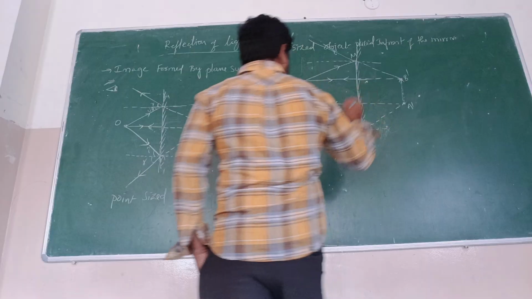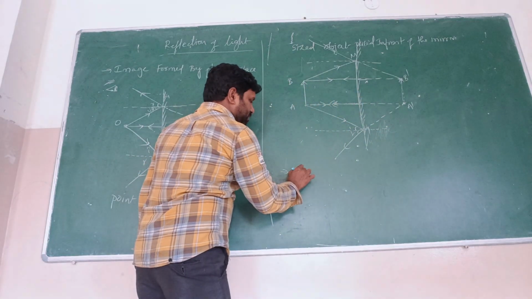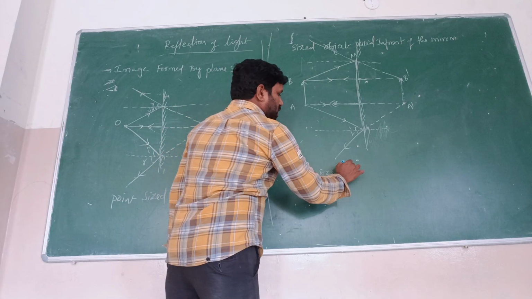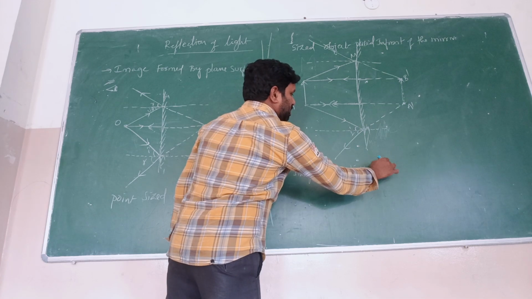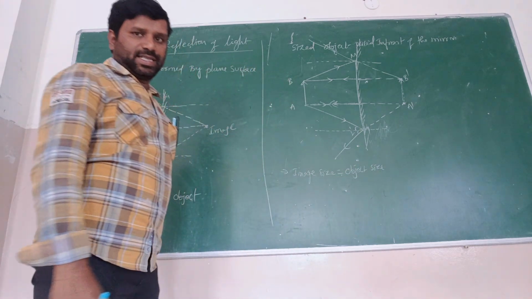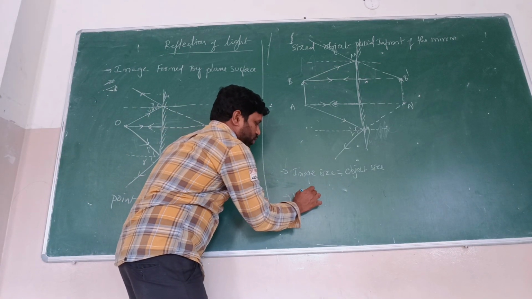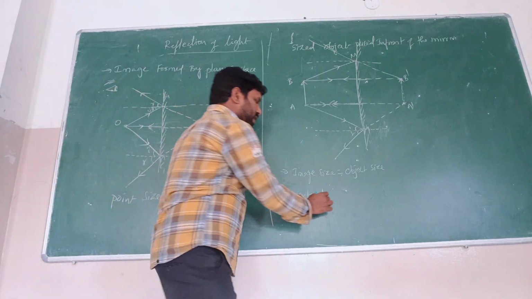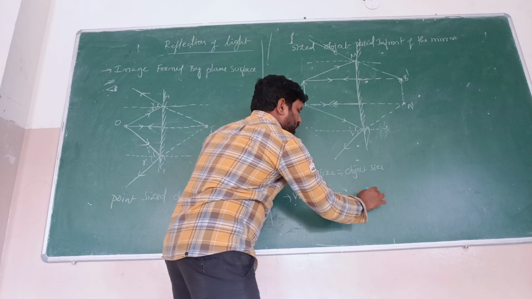What are the characteristics? The image size equals the size of the object, and moreover it is a virtual image and erect, nothing but upright.